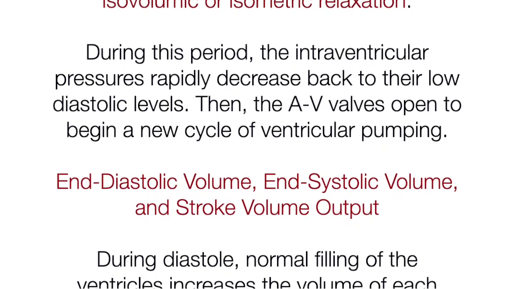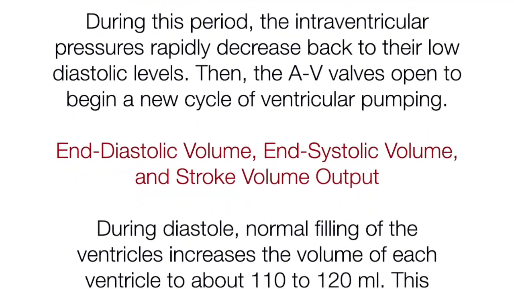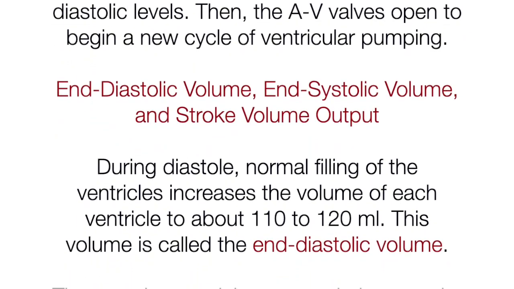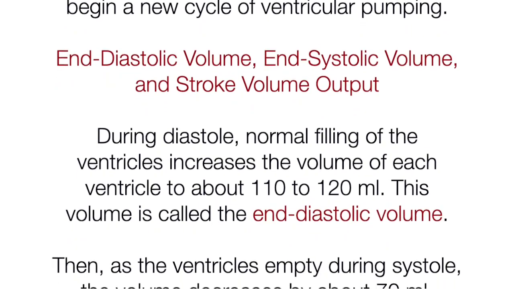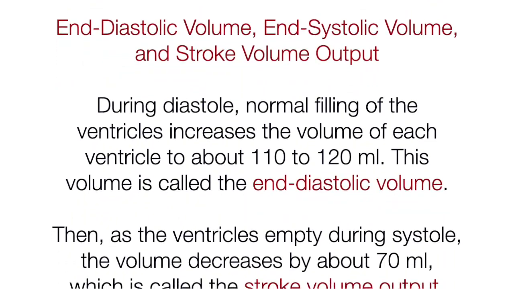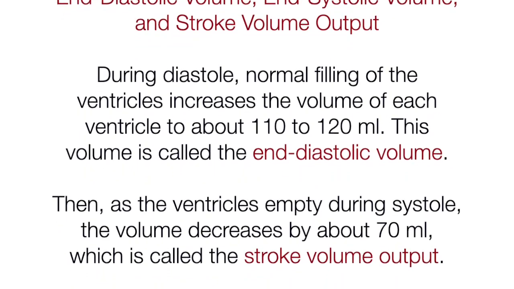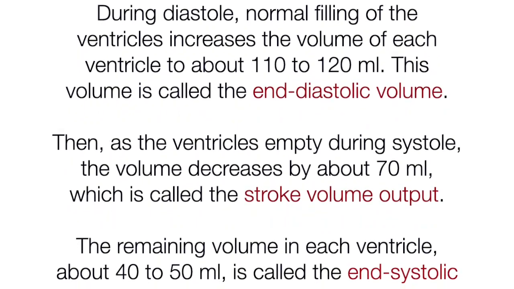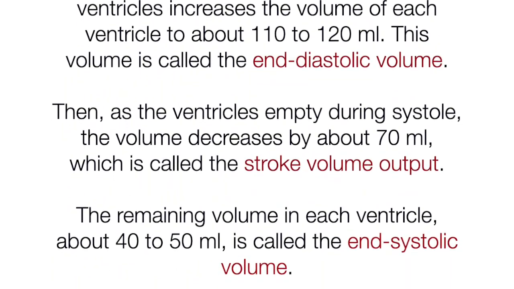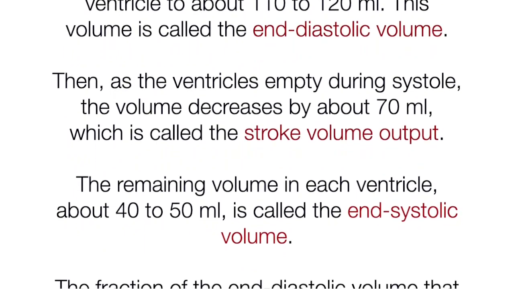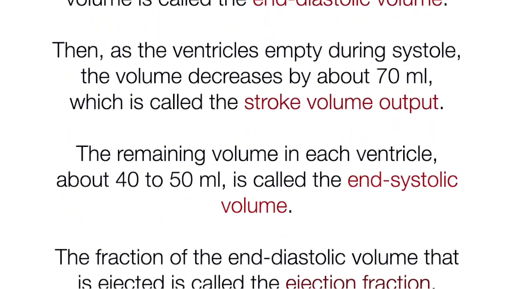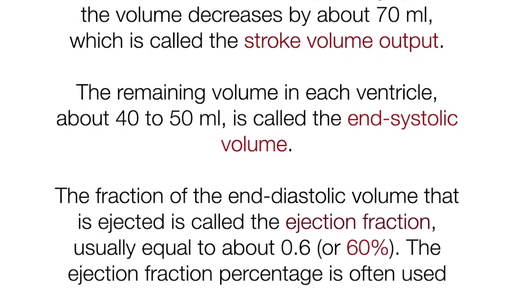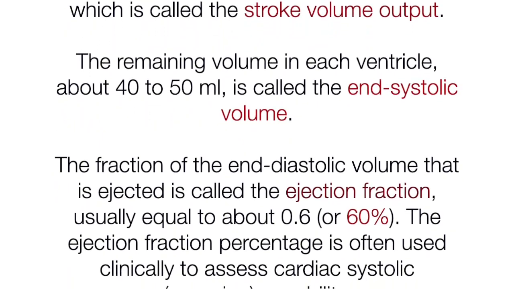End diastolic volume, end systolic volume, and stroke volume output. During diastole, normal filling of the ventricles increases the volume of each ventricle to about 110 to 120 ml. This volume is called the end diastolic volume. Then, as the ventricles empty during systole, the volume decreases by about 70 ml, which is called the stroke volume output. The remaining volume in each ventricle is about 40 to 50 ml and is called the end systolic volume.